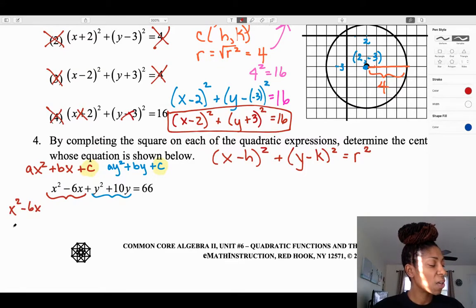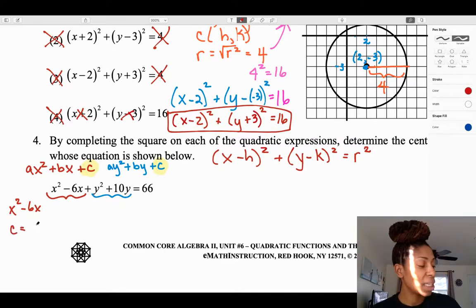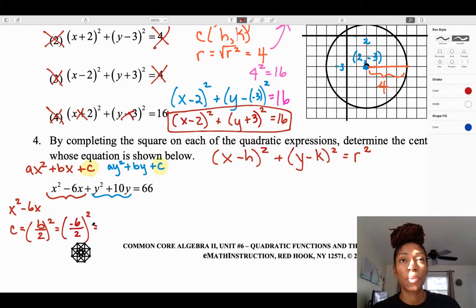What's the c term? The formula is b over 2 squared. The b is negative 6, over 2 squared. Negative 6 divided by 2 is -3, and -3 squared is 9. So it's going to be plus 9. And if I add 9 to this side of the equation, I'm going to add 9 to the other side of the equation.